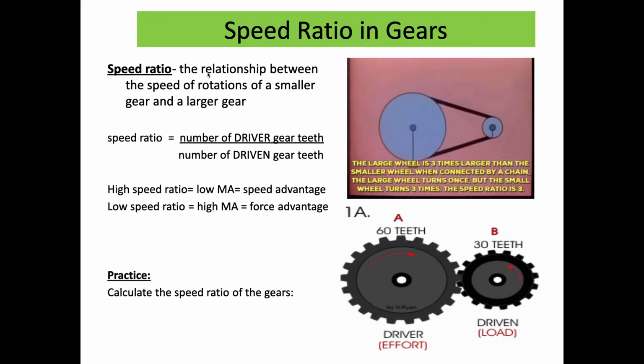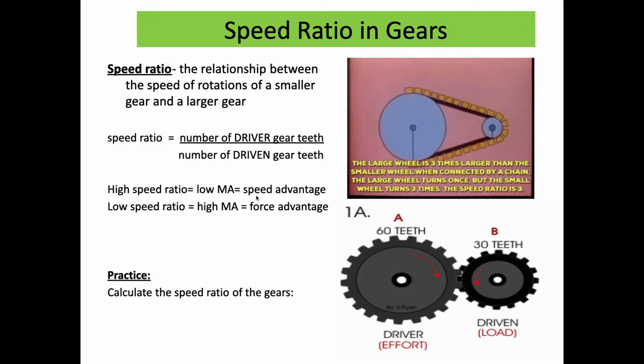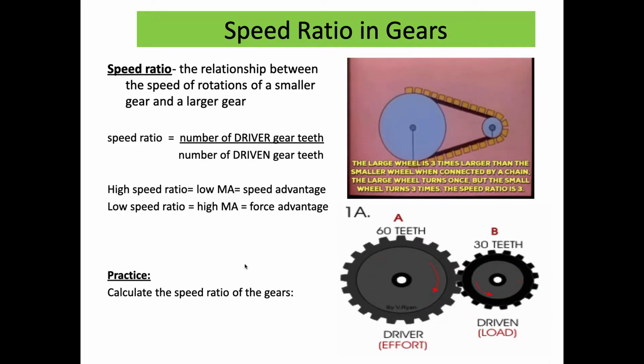A speed ratio is the relationship between the speed of rotations of a smaller gear versus the larger gear, or vice versa. Speed ratio is calculated when we divide the number of driver teeth with the number of driven teeth. A high speed ratio will mean that there is a low mechanical advantage and it's actually a speed advantage. A low speed ratio will mean that there is a high mechanical advantage, which is really a force advantage or a torque advantage. I do not want you to get speed ratios mixed up with mechanical advantages, so make sure that you understand they're 2 very different, distinct things.